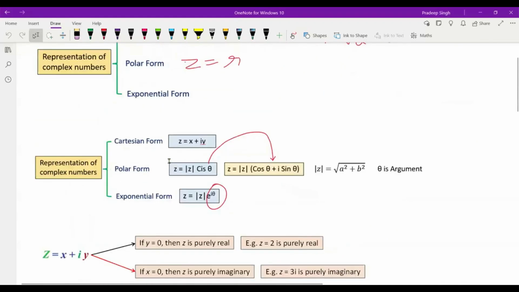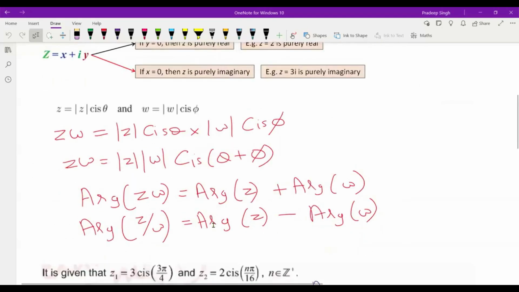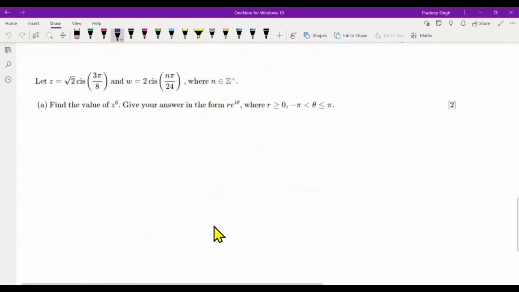So from polar form, you need to convert it into the exponential form, and it is straightforward. Cis theta, replace it with e to the power i theta. So now, Laksha, tell me what will be z in the exponential form? It will be root 2 e raised to 3 pi by 8 into i. Now we can raise both sides of the equation to the power of 6.